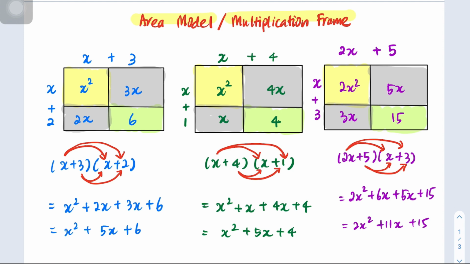And I want you to make some observations. Look at all the yellow boxes. What kind of terms are in the yellow boxes? Do you notice that they are all the x squared terms? How about the green boxes? What kind of terms are in the green boxes? Do you notice that they are all the constant terms? How about the gray boxes? Do you notice that all the gray boxes have the x terms? This is a very important observation that can help us to do factorization using the multiplication frame.